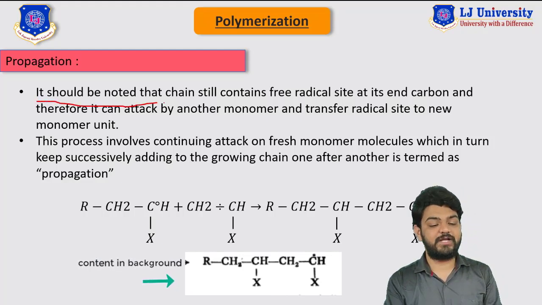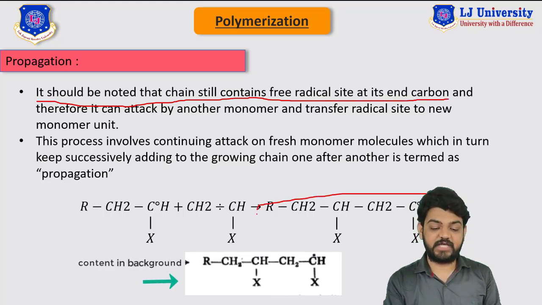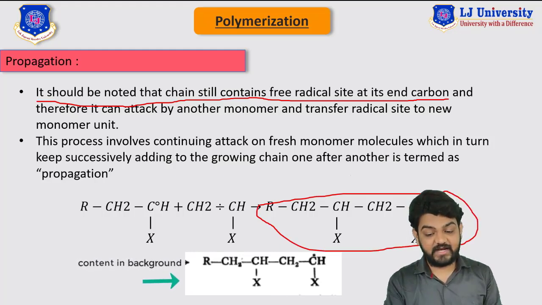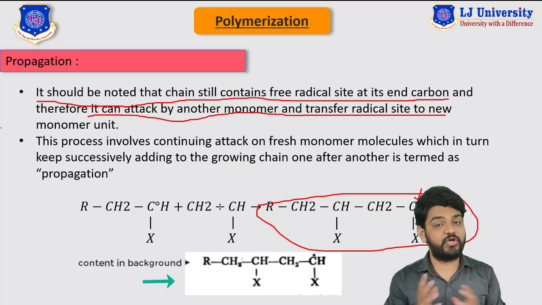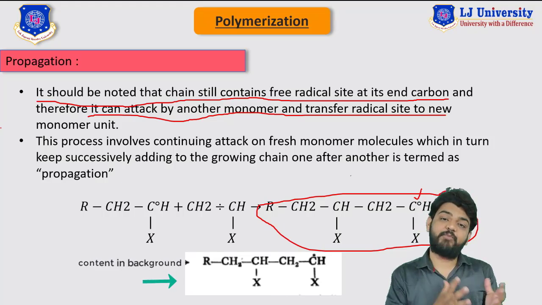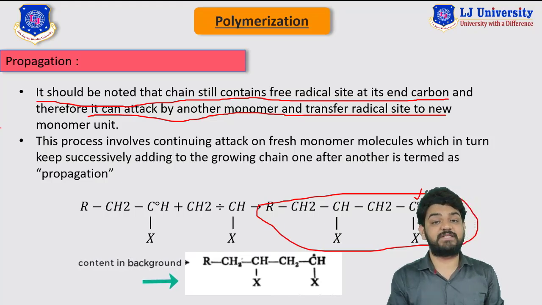Now, it should be noted that the chain still contains a free radical site at its end. As you can see, this particular chain still contains a free radical at the last atom, like this here. And therefore, it can be attacked by another monomer and transfer the radical to the new monomeric unit. So this is what we mean by propagation step, in which the polymerization process continues to follow, right?